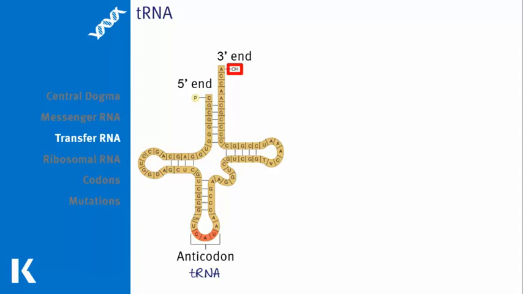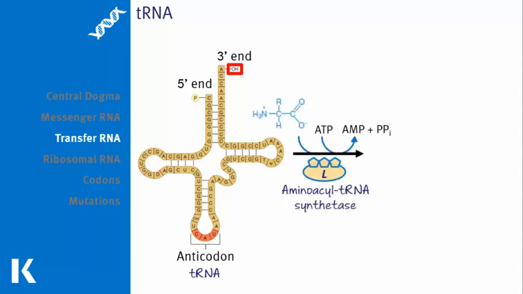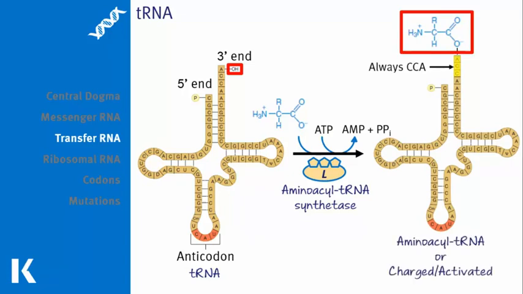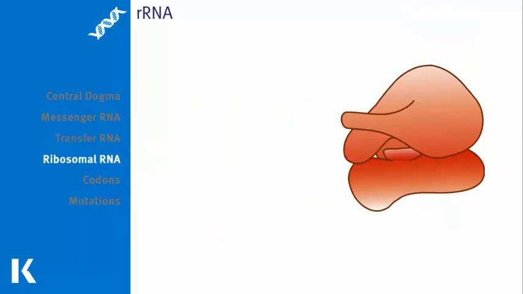At the 3' end, the adenine has an OH bonded to it. In order to attach the amino acid, the energy from ATP will be used by the enzyme aminoacyl tRNA synthetase. It attaches the amino acid to the 3' end, which always ends in CCA. Once the amino acid is added to the tRNA, it is said to be charged or activated. The activated tRNA and mRNA strands are both grabbed by the ribosome for translation.